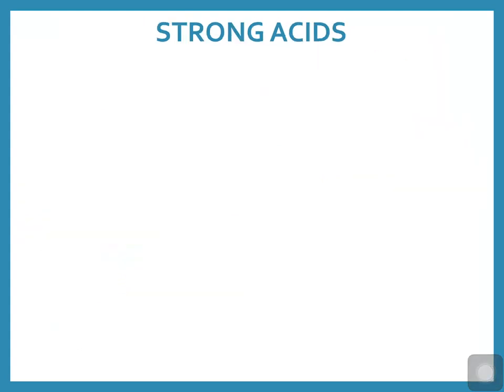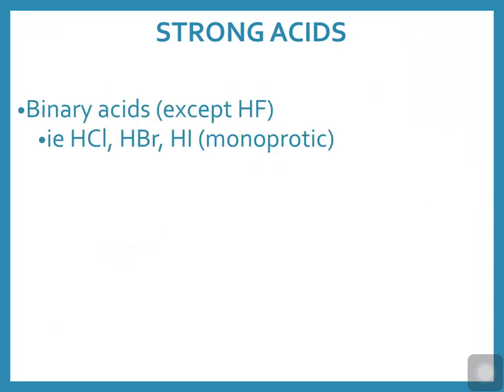Okay, strong acids. We never really talked about the difference between concentrated and dilute or strong and weak a whole lot last year in grade 11. So we're going to focus on strong acids today and then look at weak acids later on. Strong acids are acids that are over 99% dissociation, so splitting into its ions when it is in water. With the exception of HF, binary acids, so made up of hydrogen and one other element, are strong acids: hydrochloric acid, hydrobromic acid, and hydroiodic acid. And those are all monoprotic because they have one proton.